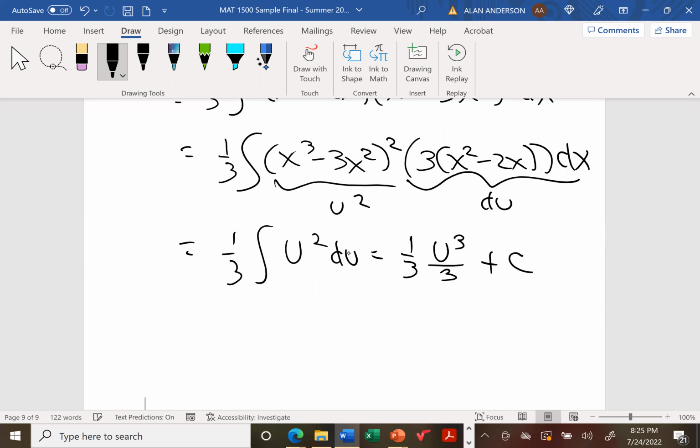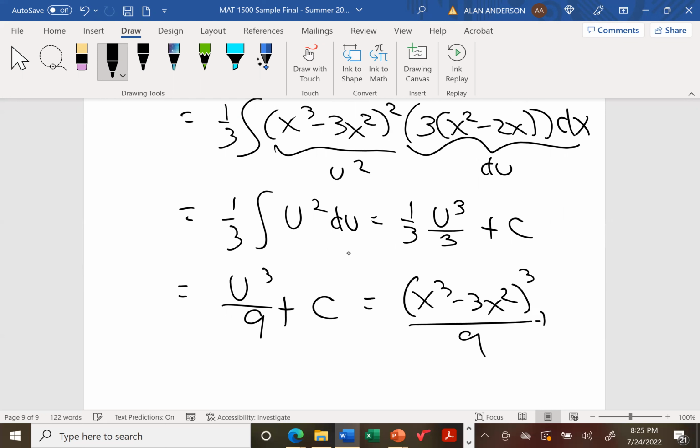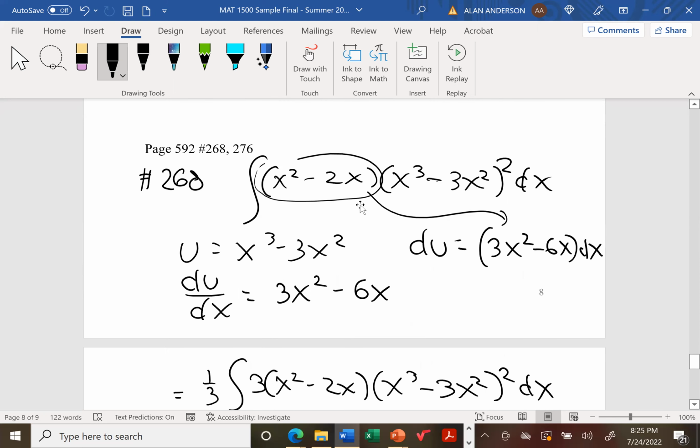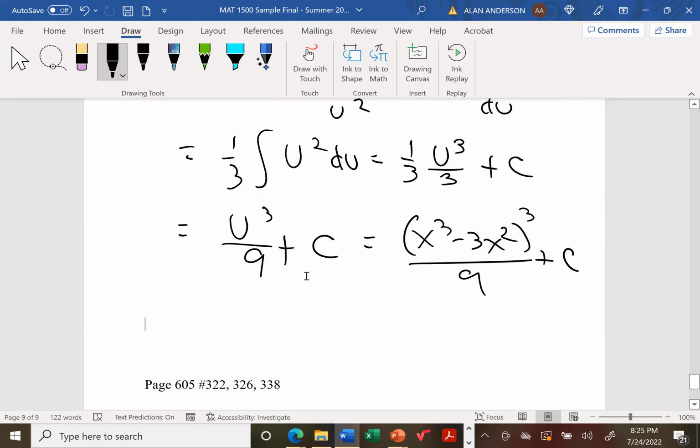So we'll have u cubed over 9 plus c. And of course, remember, we defined u to be x cubed minus 3x squared, all over 9 plus c. Okay, so remember, u itself is just the x cubed minus 3x squared. It doesn't have an exponent. So that's our final result.